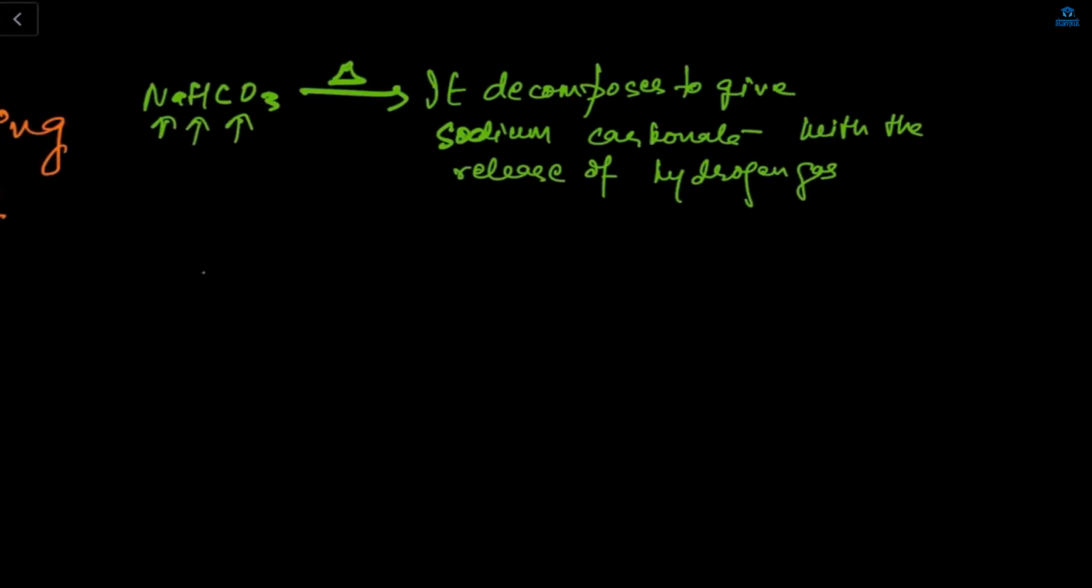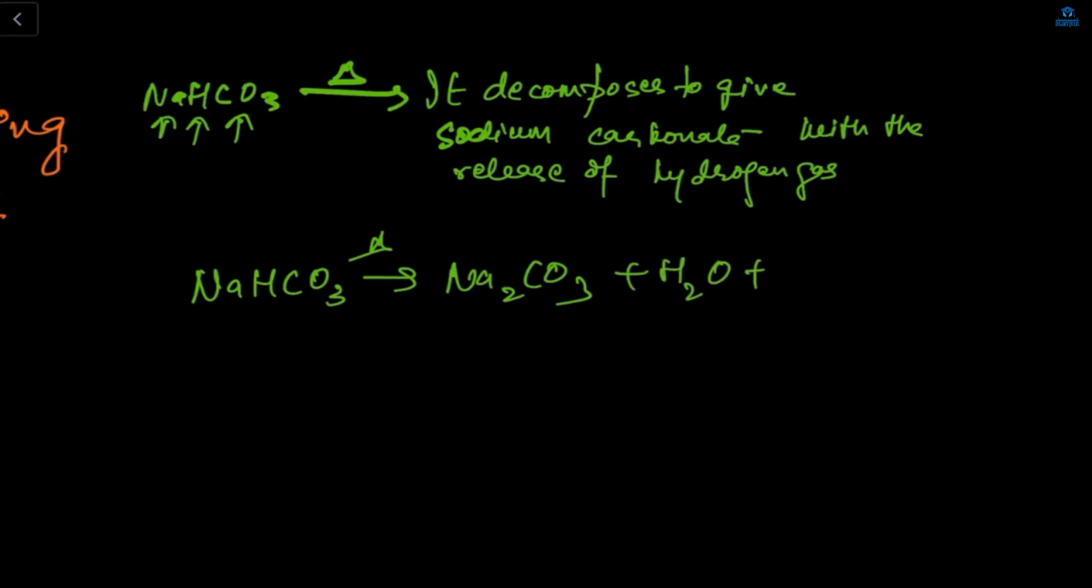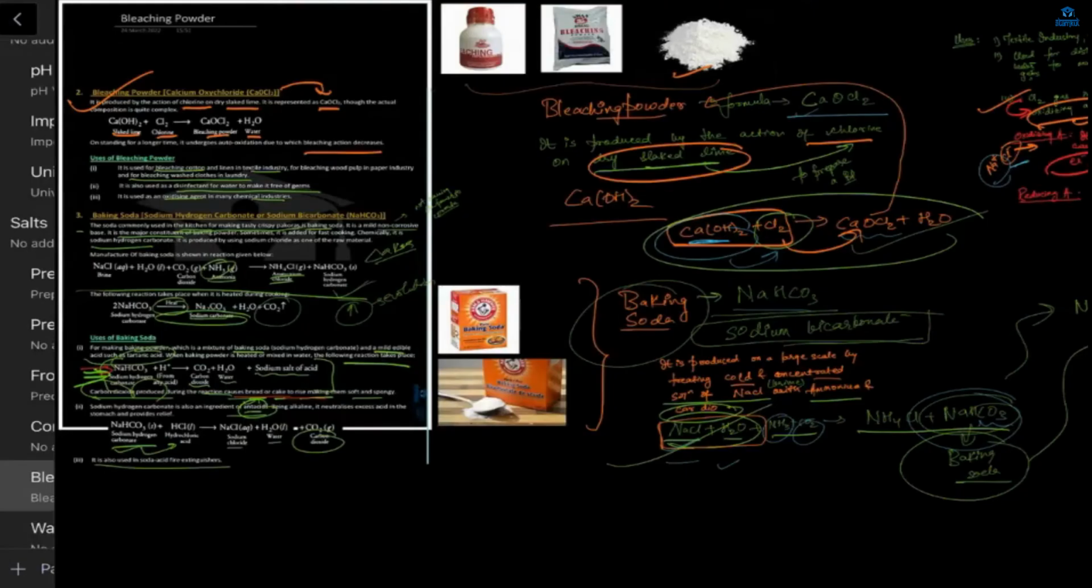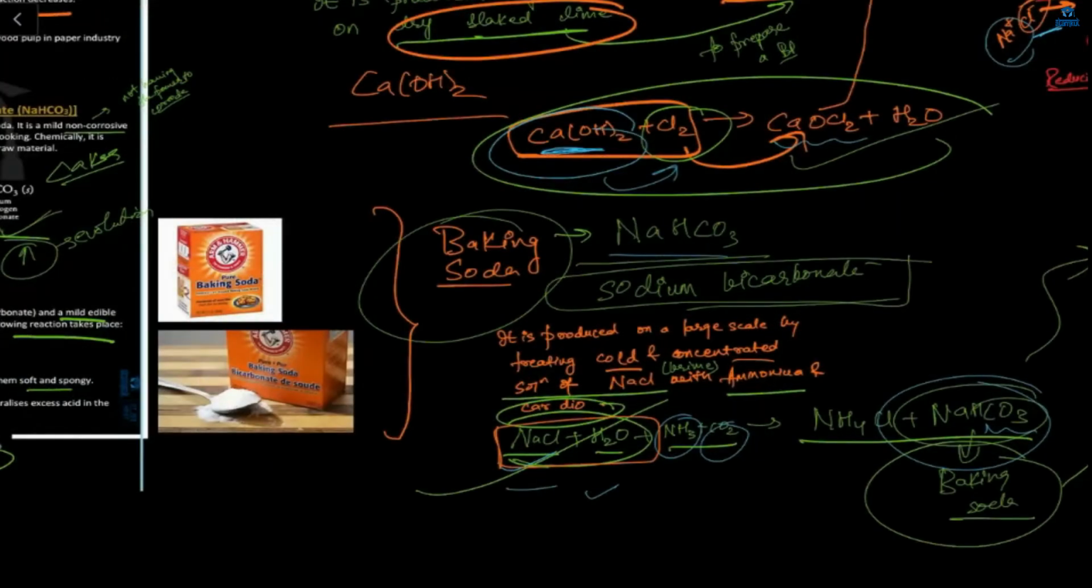So if we heat baking soda, we will get Na2CO3. And Na2CO3 is my washing soda, plus some water and some carbon dioxide. This is the very easy chemical reaction of washing soda. We only have to heat baking soda to get washing soda. And how do we get baking soda? From brine, ammonia and carbon dioxide.